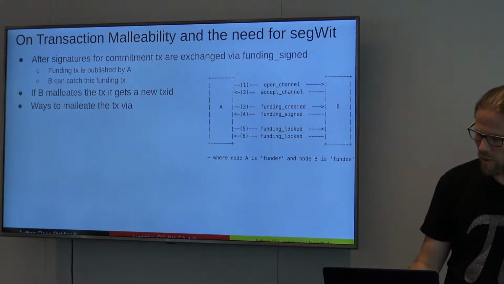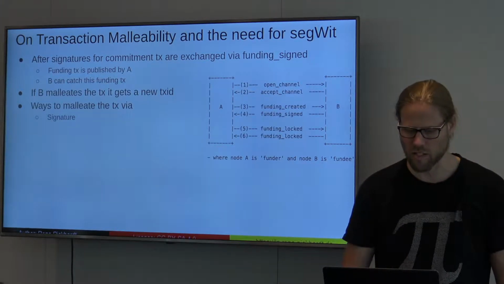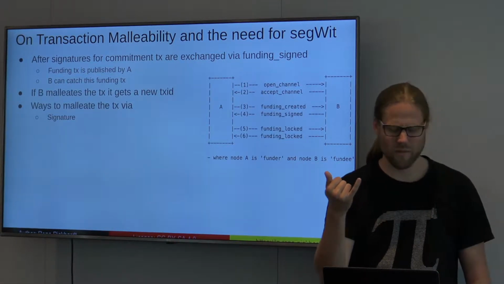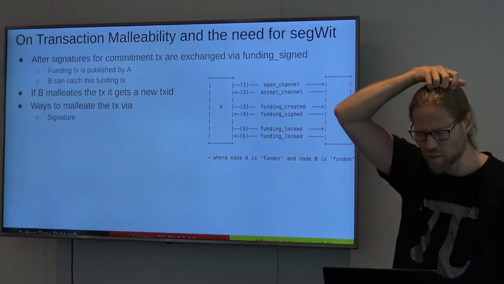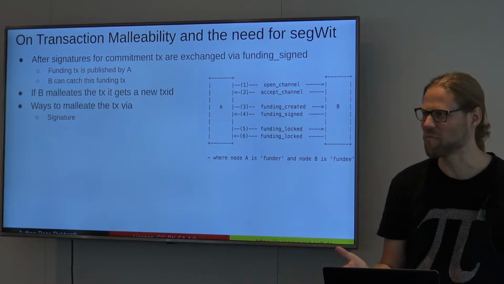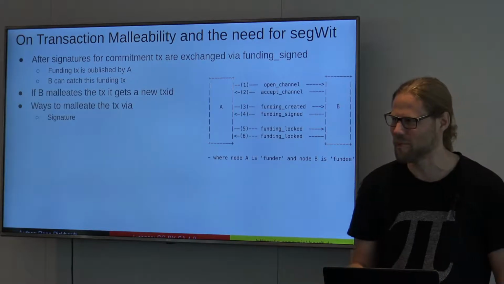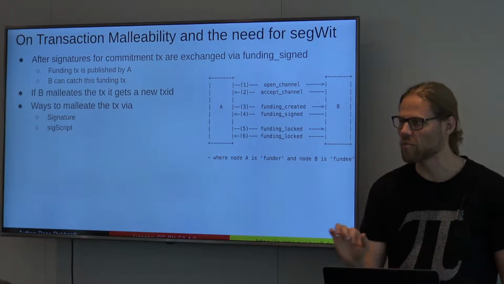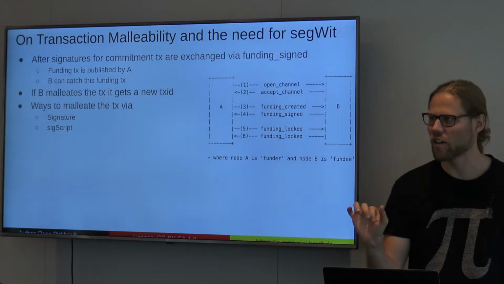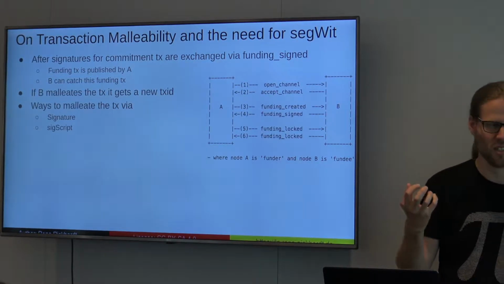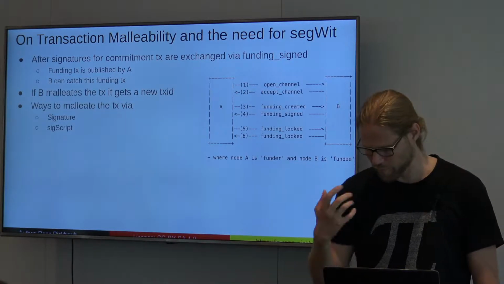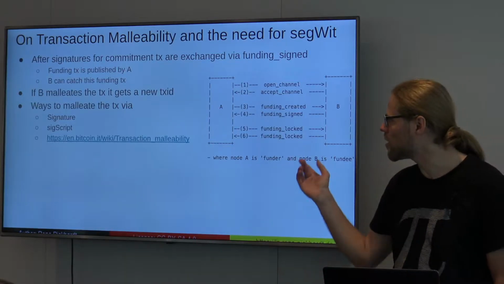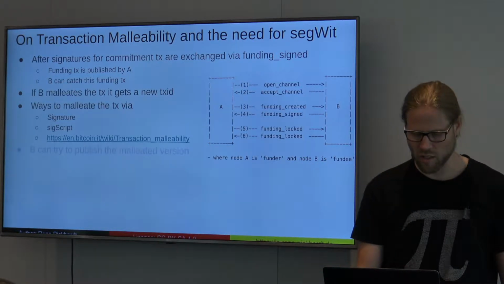So what are the ways to malleate a transaction? This could happen by swapping the R and the S value of the signature or using a different encoding, I think. I have to admit, as I said before, I'm just one year in Bitcoin, so with some of the Bitcoin low-level stuff, I'm not too strong. Or the SIG script could also be changed a little bit, still executing the same, but changing the transaction hash. So you can read about it, obviously, in the Bitcoin wiki.